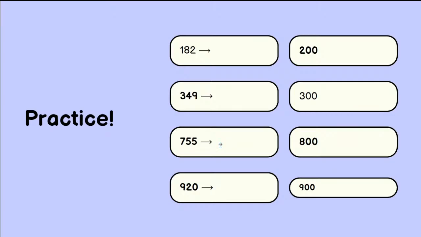Next we have 755. So in the tens place we have a 5, so that means we're rounding up. So we add 1 to the hundreds place and make it 8. So our answer is 800. And finally, for 920, in the tens place we have a 2, so we're rounding down. And the hundreds place will stay the same, so we get 900.